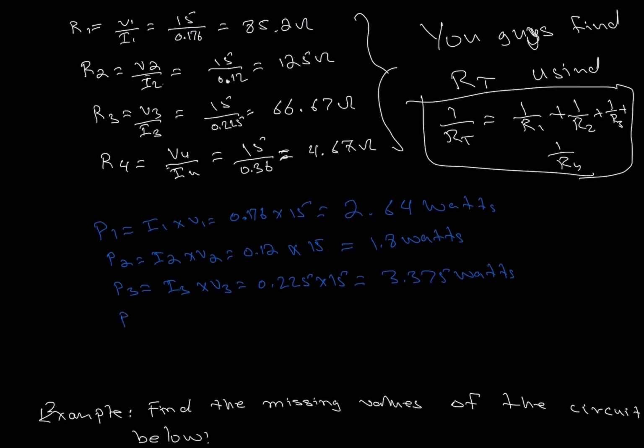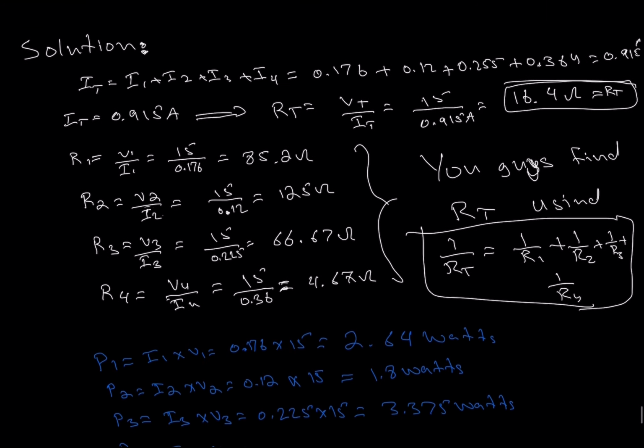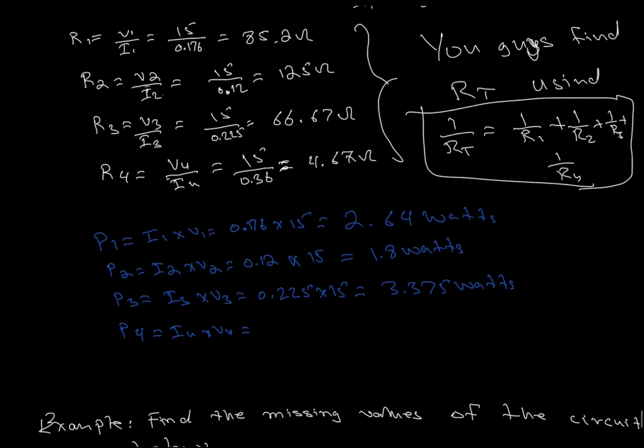And P4 will be I4 times V4. I4 is 0.364 times 15. 0.364 times 15 will give me 5.46 watts.